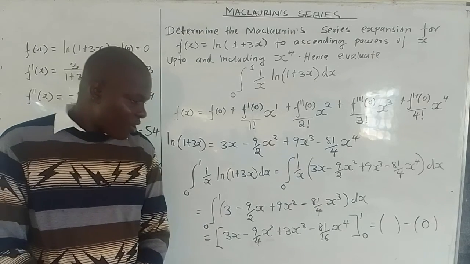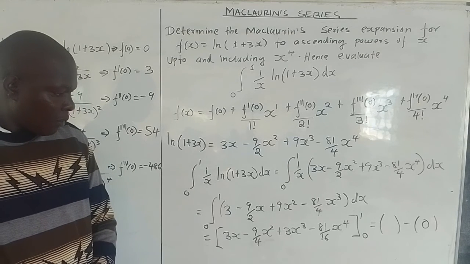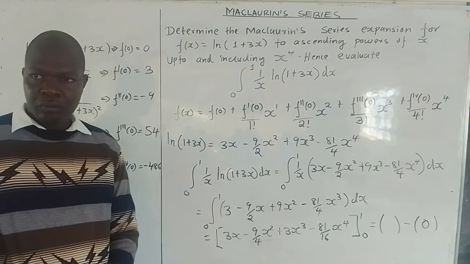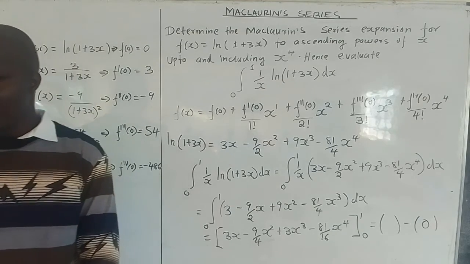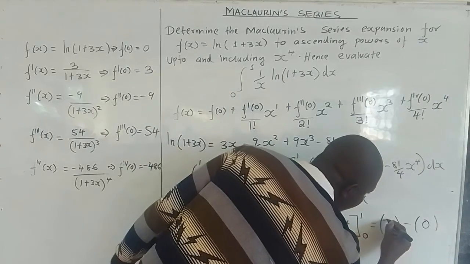3 minus 9 over 4 plus 3 minus 81 over 16. Calculator. You're looking for the value. Negative 21 over 16 there. Another person. What do you have? He also has negative 21 over 16.